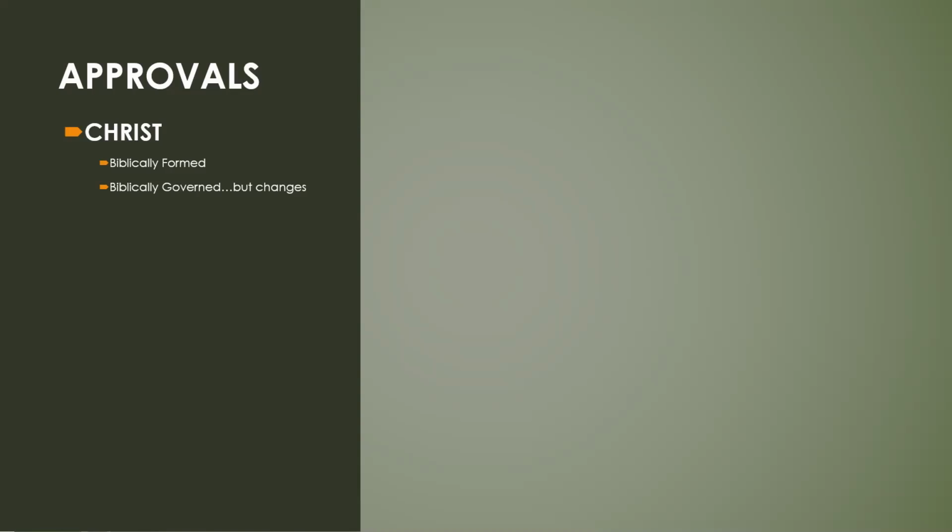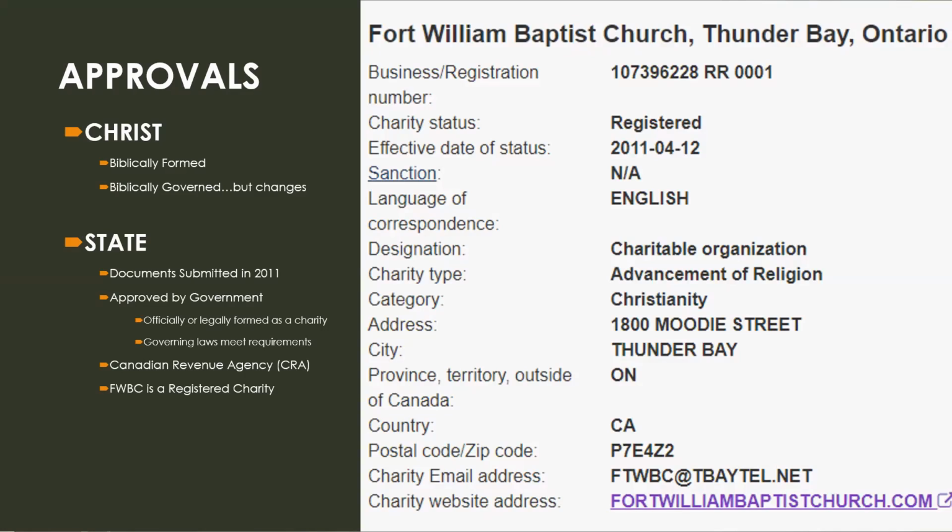In terms of the state, Fort William Baptist Church submitted its constitution and constating documents to the government in 2011 and was approved and legally formed as a registered charity, having the permission to operate in Canada as such. The screenshot on the right is from the Canada Revenue Agency's website. The Canada Revenue Agency, CRA, is the arm of the government at the federal level that has been assigned to oversee charities. Once approved, we were assigned a business number, a charity type, advancement of religion, and assigned a category, Christianity.